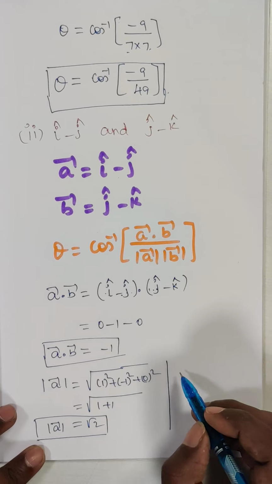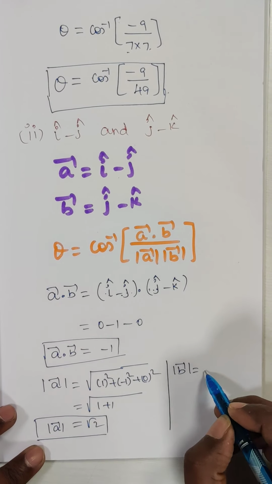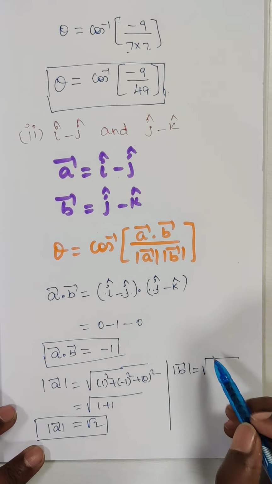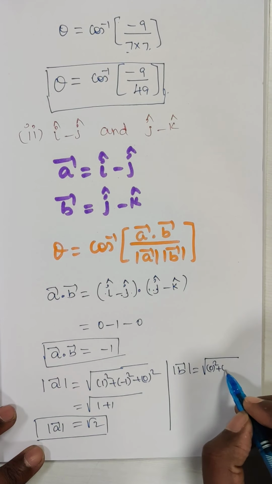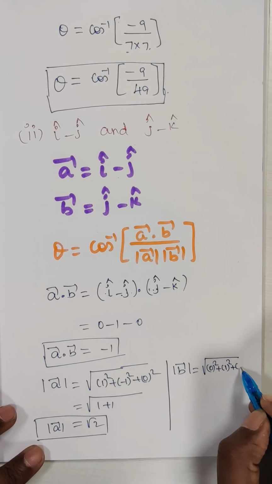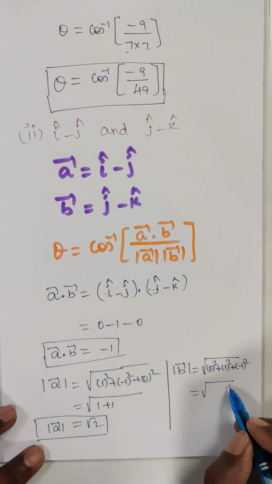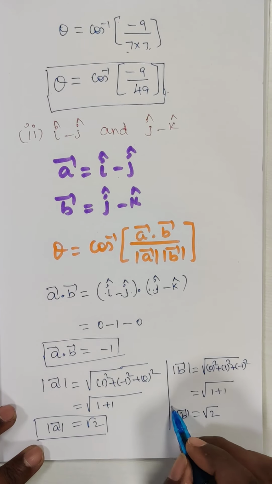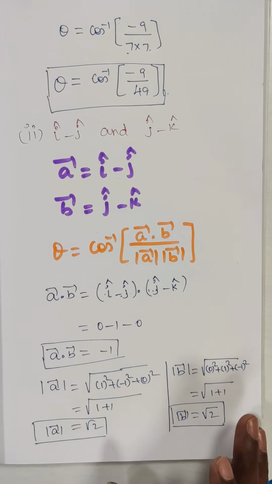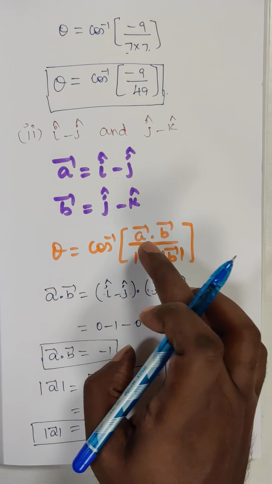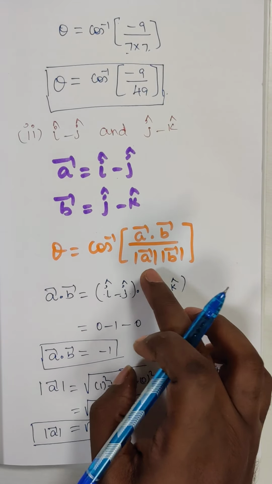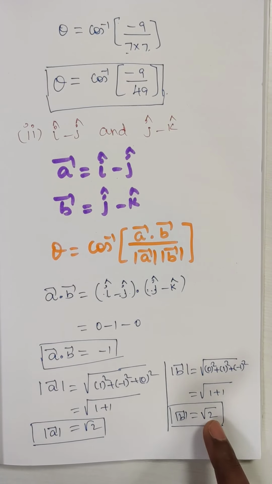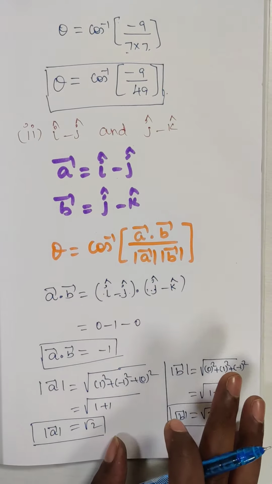Next we have to find modulus of b vector. That is equal to square root of 0 square, because i is not there, plus j value 1 square, plus k value minus 1 square. So square root of 1 plus 1, that is also root 2. So modulus of b vector is equal to root 2. So now theta is equal to cos inverse of a dot b by modulus of a modulus of b. A dot b value minus 1, modulus of a value root 2, modulus of b value root 2. Now I am going to substitute here.